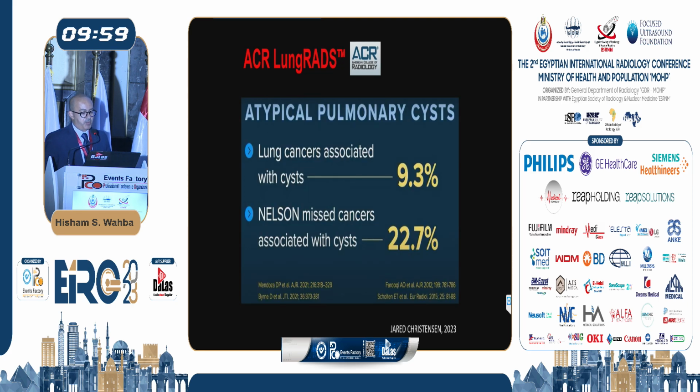What are the atypical pulmonary cysts? According to the studies, they found that lung cancer associated with cysts forms about 9.3% of the total number. And in the Nielsen study, they went back and studied the lung cancer present in cysts or accompanied by cysts, which turned out to be 22% of the cases. So these are alerting numbers. Not all cysts in the lung are benign lesions. Cysts could be very malignant lesions.